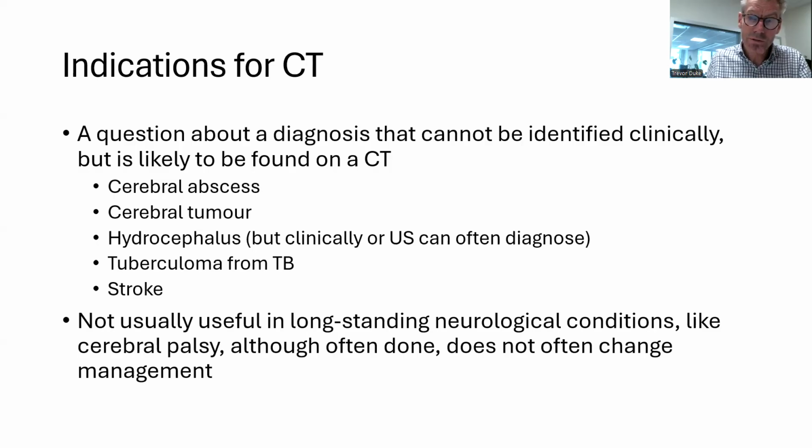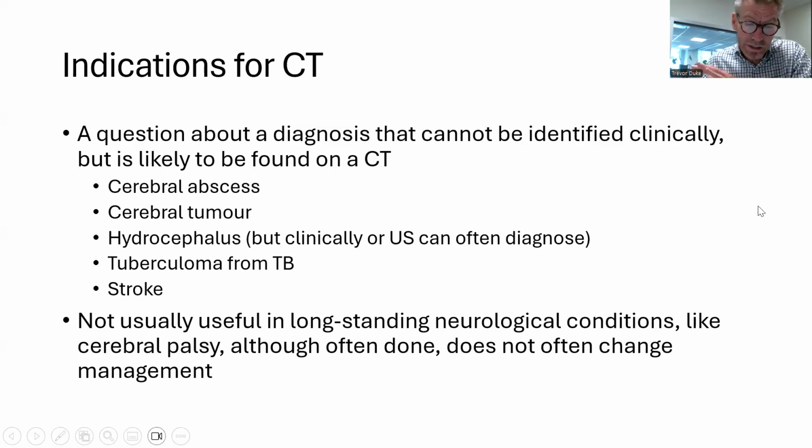But a CT scan can be very informative in these situations that I've shown you, with a possible cerebral abscess, a cerebral tumor, sometimes in hydrocephalus to see whether there's some obstruction or not. Often if you're looking for a tuberculoma, a stroke, venous sinus thrombosis, there are many reasons why a CT scan can be useful. As I said, it's not usually useful in long-standing neurological conditions like cerebral palsy, because we can make the diagnosis without that. Although we often do CT scans, they rarely change management in the situation of a chronic neurological problem in a child.